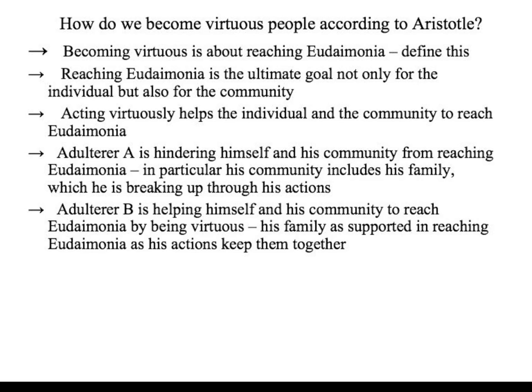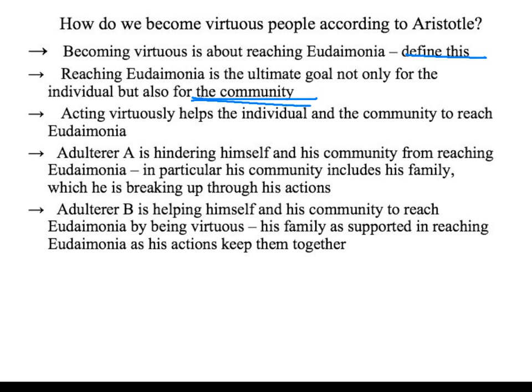So following on from this, in the next paragraph, you're going to carry on talking about how we become virtuous, but you're going to relate it to what is the purpose of becoming virtuous, what's the point. For Aristotle, becoming virtuous is all about reaching eudaimonia. Now, you're going to have to define this. You can't use terms without defining. It's very important. You must explain fully by defining the term eudaimonia. Reaching eudaimonia for Aristotle is the ultimate goal in life, but it's not just a goal for individuals, it's also for the community.